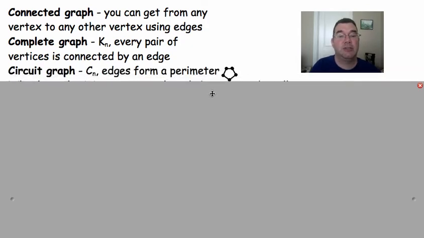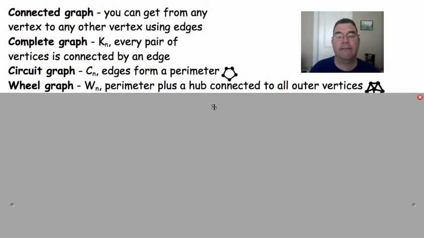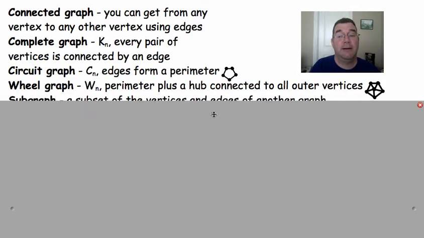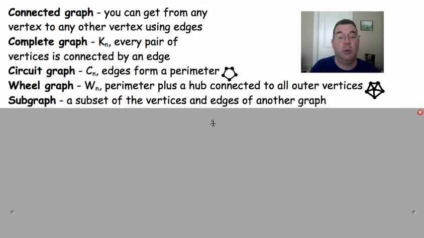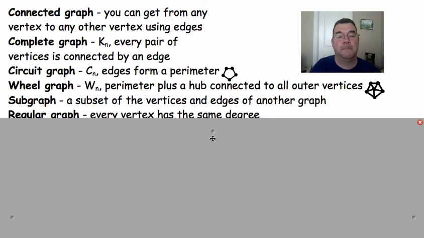A circuit graph is just that. The edges form basically the perimeter of a shape, and none of the diagonals of that shape are included. Then you have a wheel graph. That's the perimeter plus one vertex inside that circuit, and all of the vertices on the outside are connected to that vertex on the inside. We can also talk about a subgraph, which is basically any graph that is made up of a subset of the vertices and/or edges of that graph.